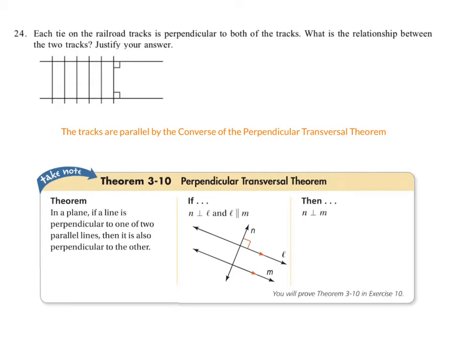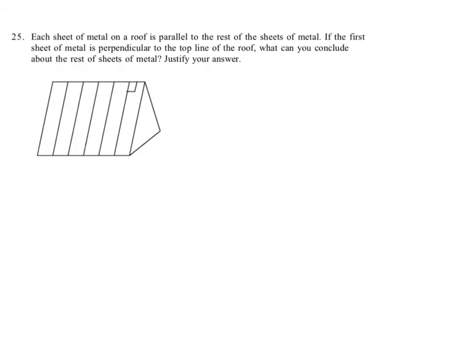Now, there's problem 25 in the next. Okay, so in this one, each sheet of metal on the roof is parallel to the rest of the sheets. So we are starting with their parallel. We're starting with their parallel, okay? And we say, if the first sheet of metal is perpendicular to the roof line, right here, then what can we conclude about the rest of the sheets of metal?